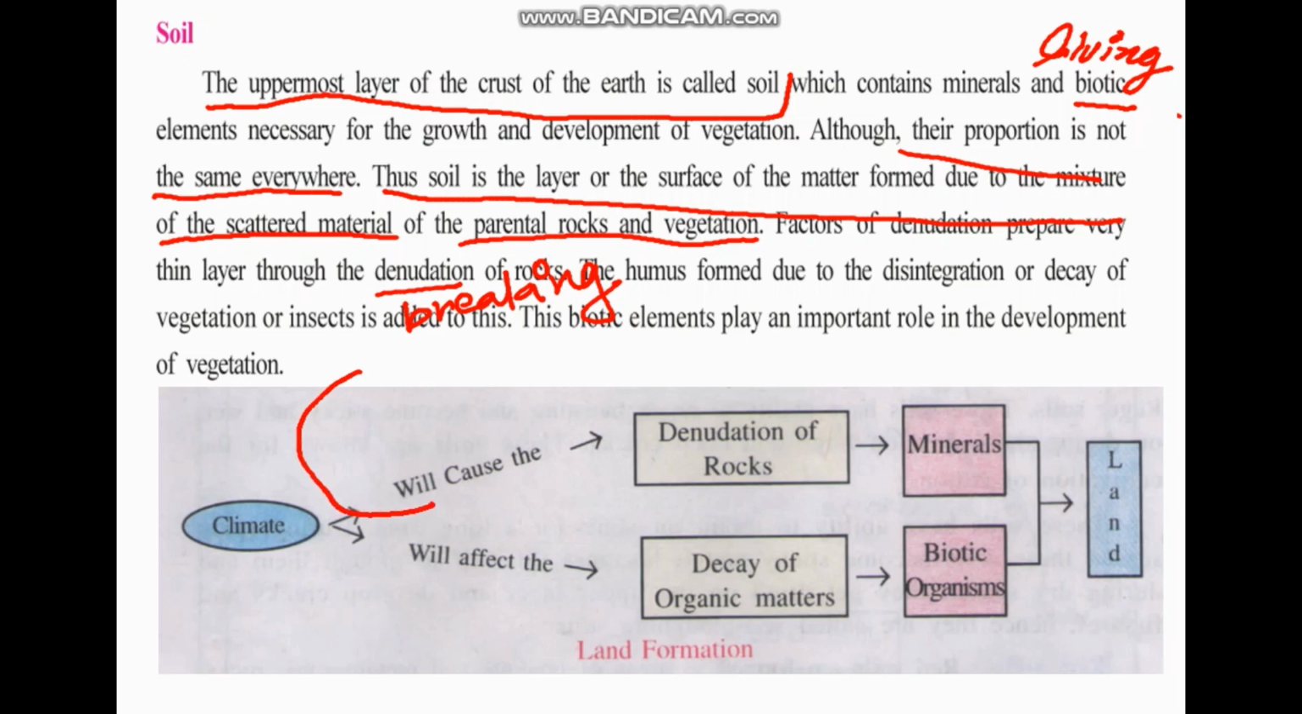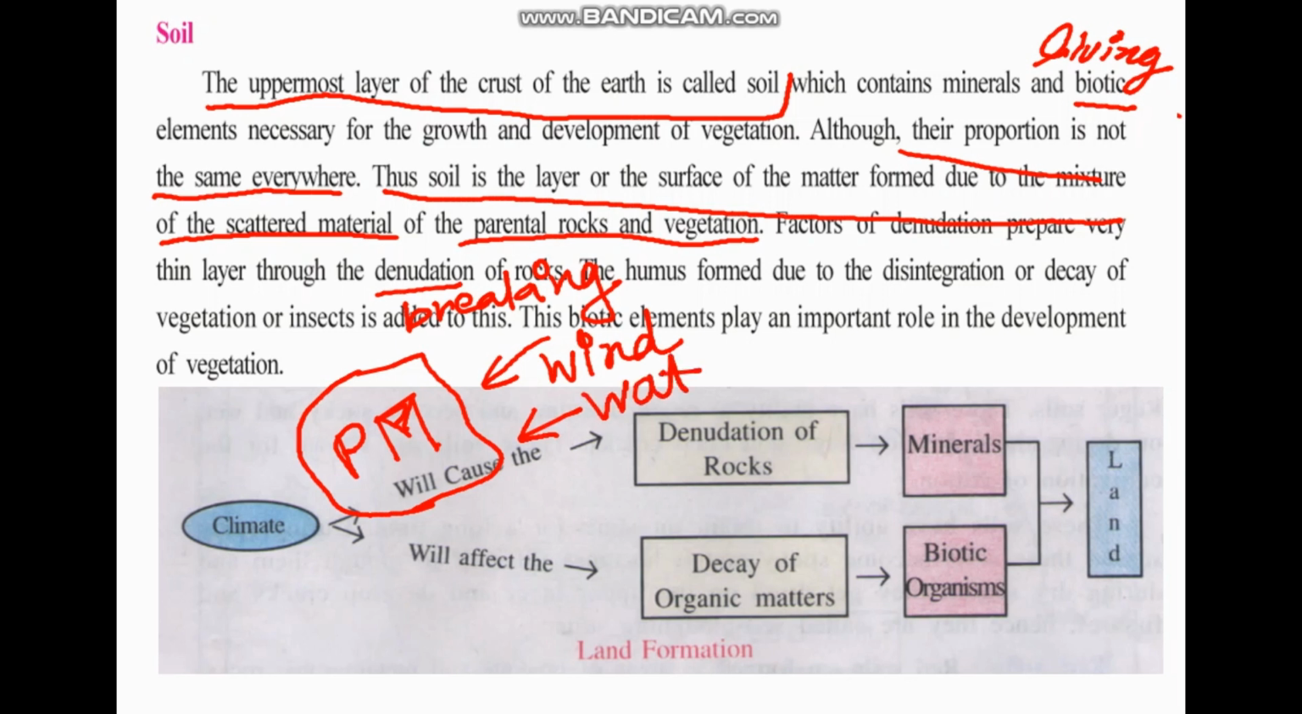Okay. Now what happens? I'll make you understand. Suppose this is a rock. It is termed as parent material. This is a parent material. Now, due to wind, water, and other climatic effects, what will happen? This will break off into small pieces. When this breaks off into small pieces, again this will break into very small granules.